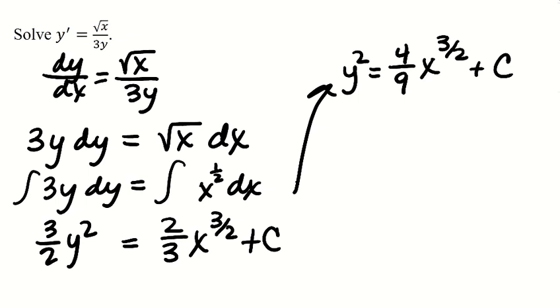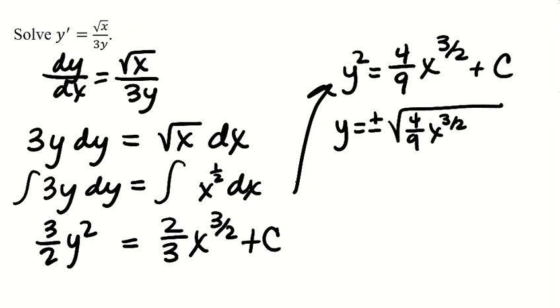And then that means that y is going to be equal to plus or minus the square root of 4/9 x to the 3/2 plus c. But not all of these are going to have y in the denominator real nicely. Okay, these are just some basic ones to get us going.